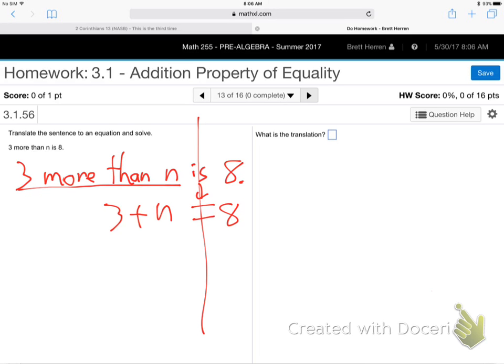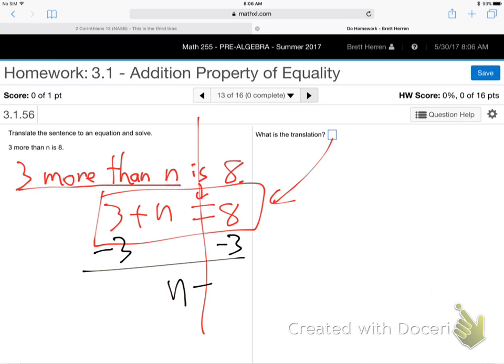All right, so n wants to be alone. What do we do next? There's the first answer they want: they want that equation. Now, what is the second answer they want? We've got to solve it. How do we solve that equation? Good. Subtract the 3 from both sides. n is 5.